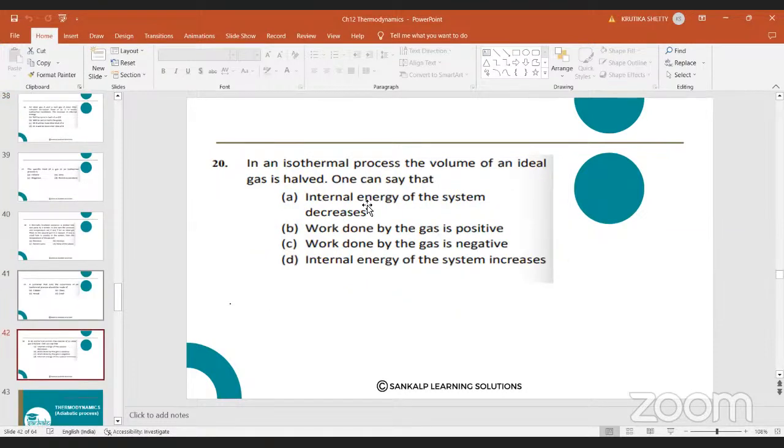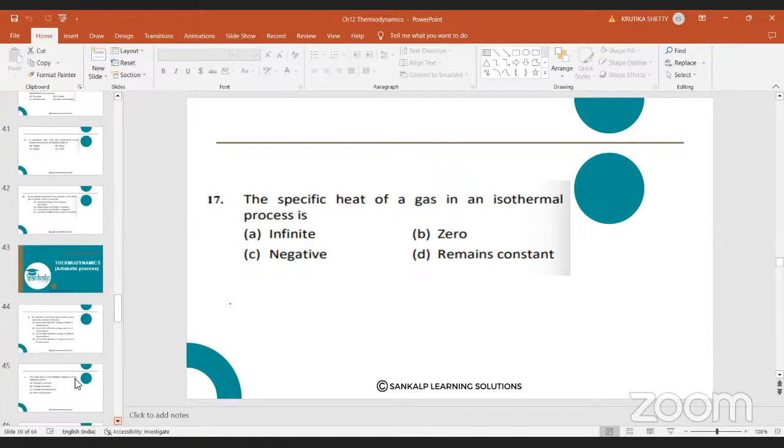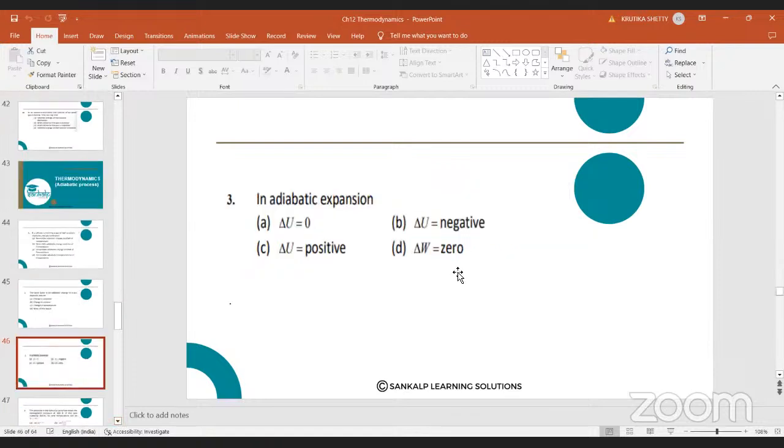See, here they asked in the previous question about the specific heat. So what I said here is that specific heat for isothermal process is infinity and for adiabatic process it is 0. Here in this question they are not asking specific heat. Here they are asking you the adiabatic expansion. Here the work done is 0.